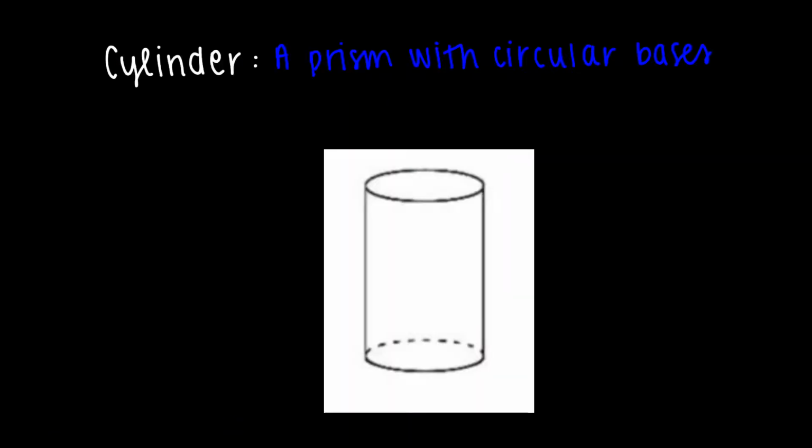Alright, the next figure we have is a cylinder. This is a type of prism and it has circular bases. So if you look, it only has 2 flat faces, and those are the circle figures on the top and the bottom. So if you have a prism that has 2 faces that are circles, it's a cylinder.